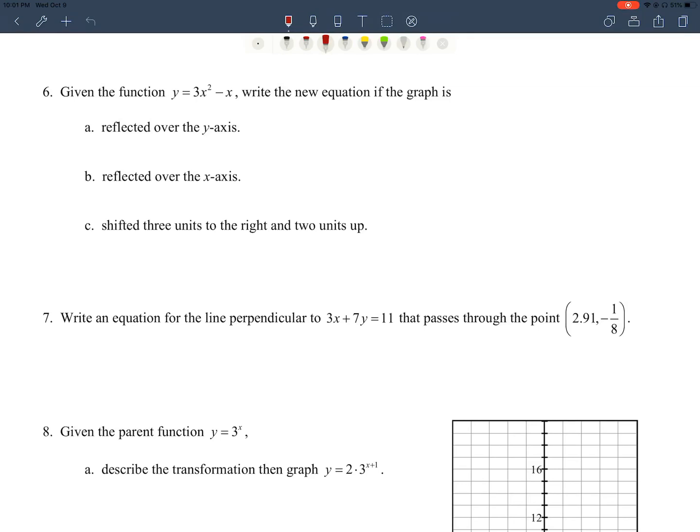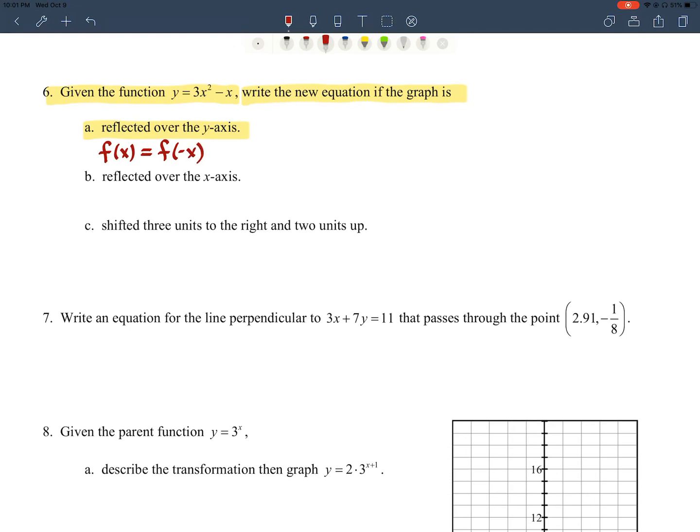Number 6 from worksheet 3 in chapter 3. Given the function y equals 3x squared minus x, write the new equation if the graph is, letter A, reflected over the y-axis. All right, with this one here, remember we talked about when things are being reflected over the y-axis, that would kind of follow the rule f of x equals f of negative x.